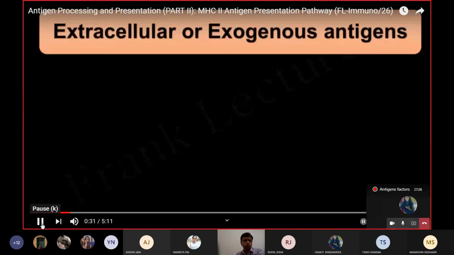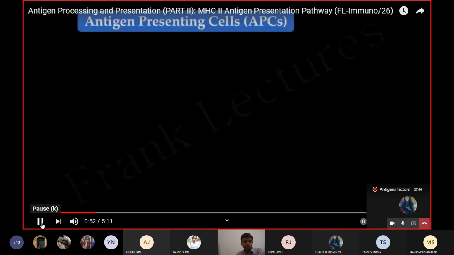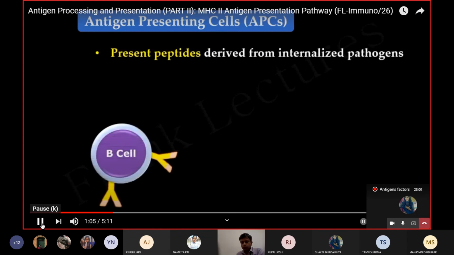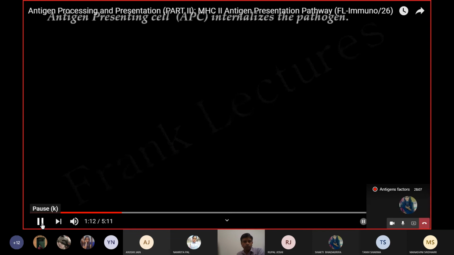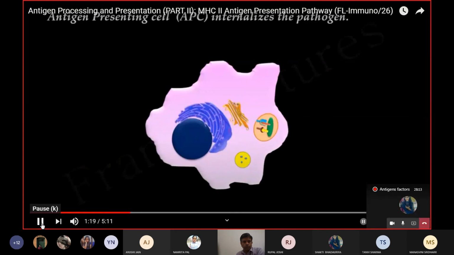As the name indicates, extracellular or exogenous antigens are the antigens that originate from outside a host cell. For example, extracellular bacteria. These antigens are taken inside by cells either by endocytosis or phagocytosis. The cells involved in this pathway are antigen-presenting cells. Recall that antigen-presenting cells are phagocytic cells which present peptides derived from internalized pathogens. These include B cells, macrophages, and dendritic cells. The pathway starts when the extracellular antigens such as extracellular bacteria are internalized by the antigen-presenting cells.